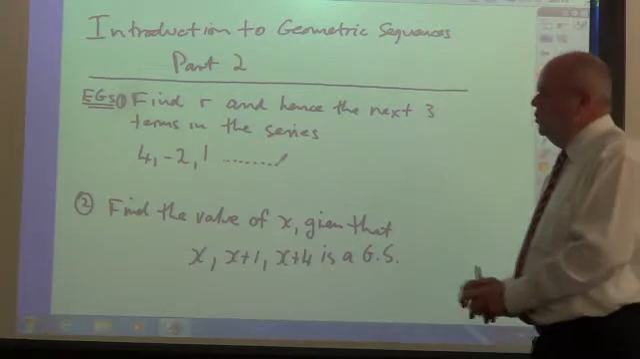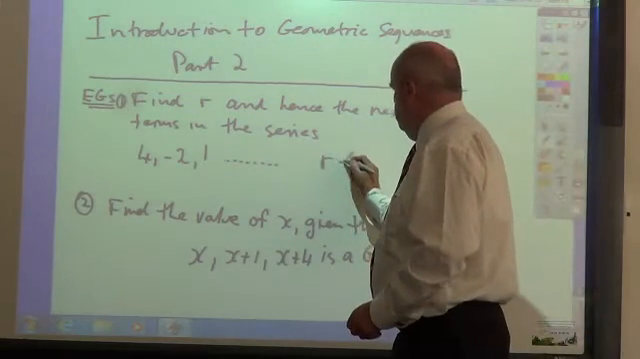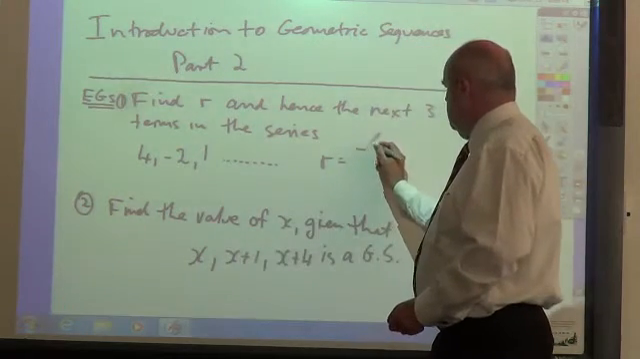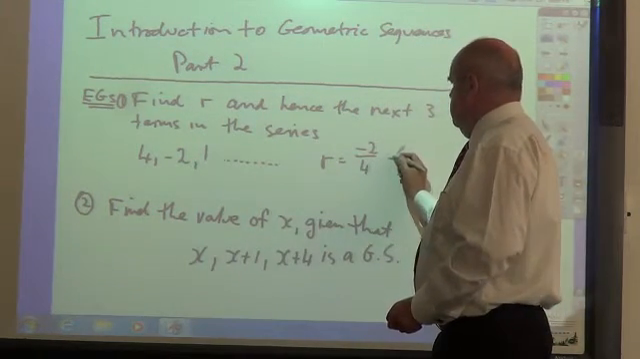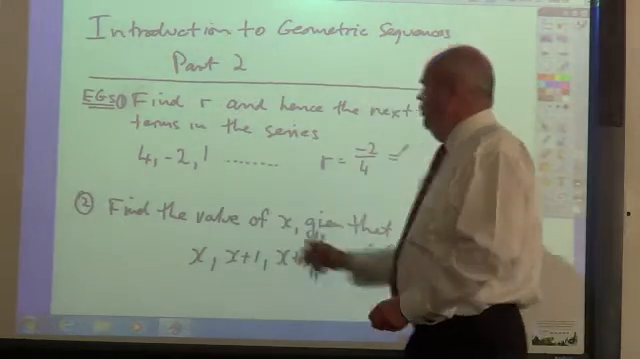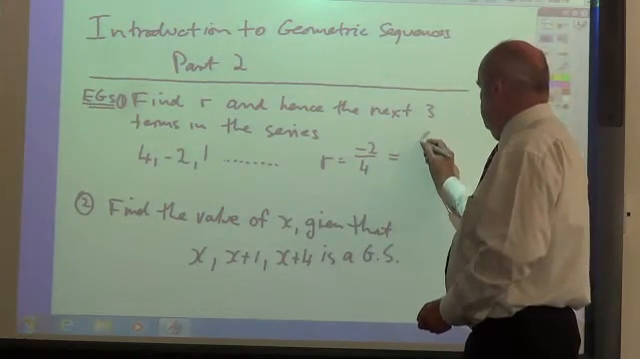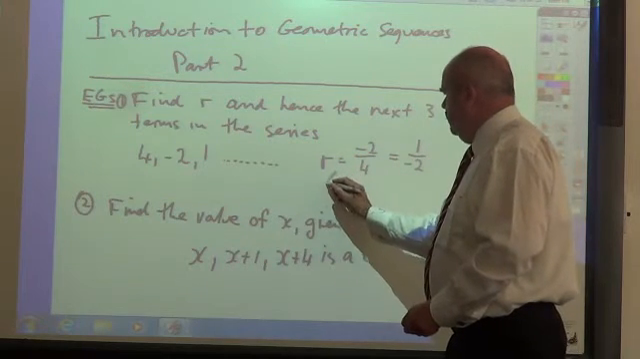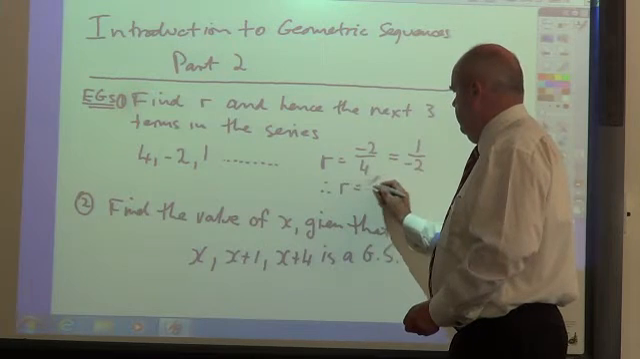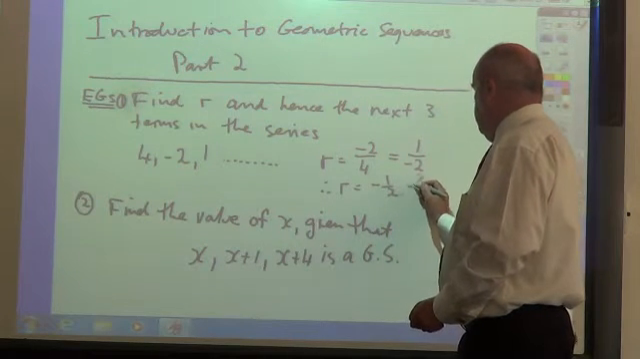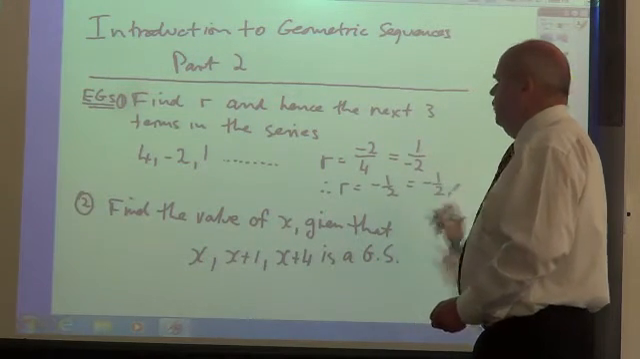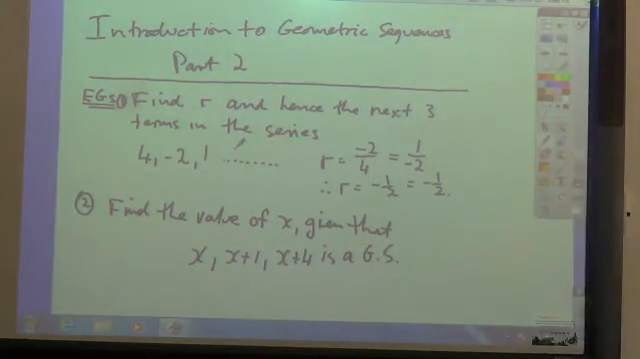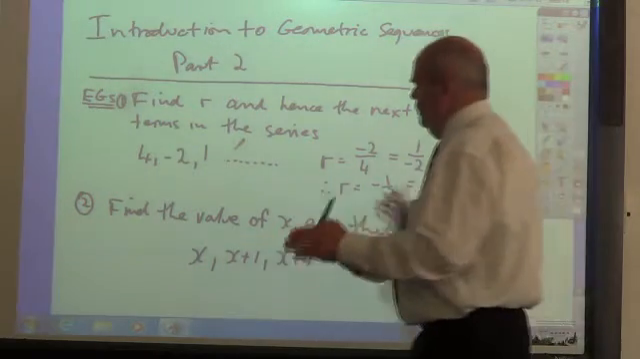Now, the key thing here, of course, is that we know that it is a geometric sequence as long as the second term divided by the first term is equal to the third term divided by the second term. So 1 divided by -2. And in both cases, we find that r equals -1/2. Okay? So to get to the next term, we would simply multiply 1 by -1/2. 1 times anything is that thing.